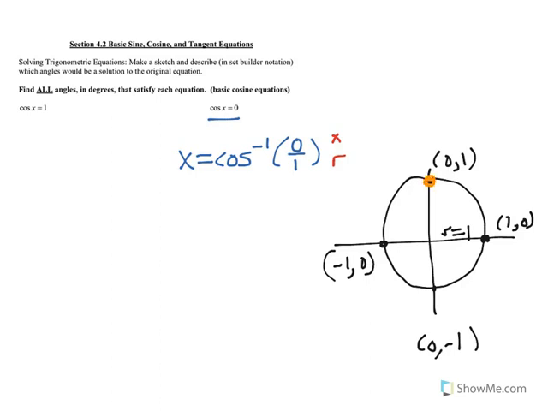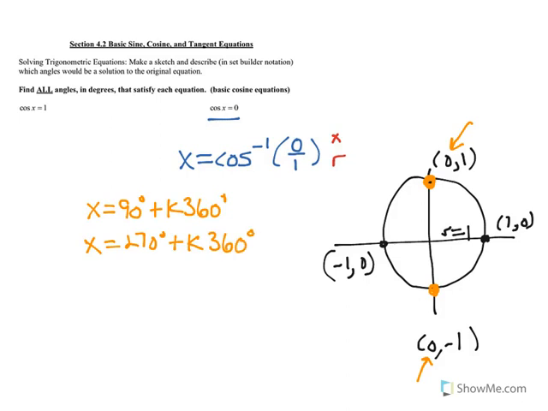So at what points on the circle will the x be 0 and the r be 1? It looks like right here at 90 degrees would be one location. So x could be 90 degrees plus multiples of 360. And the other place where x could be 0 would be here. So your x is 0 here, and your x is 0 here. So x could be 270 degrees plus multiples of a full rotation. So that would be two different sets of solutions.